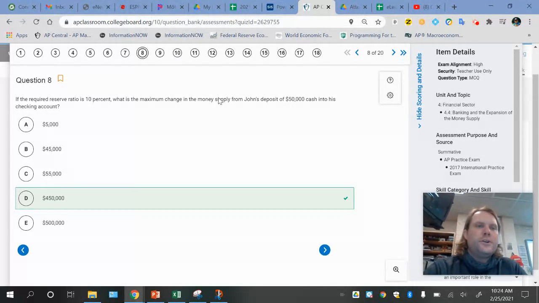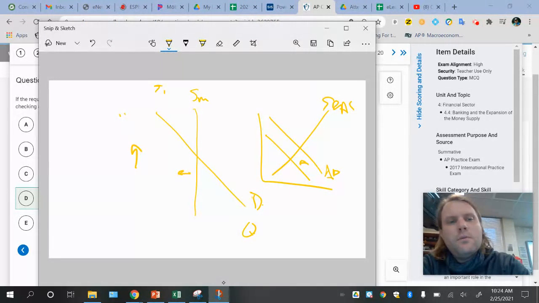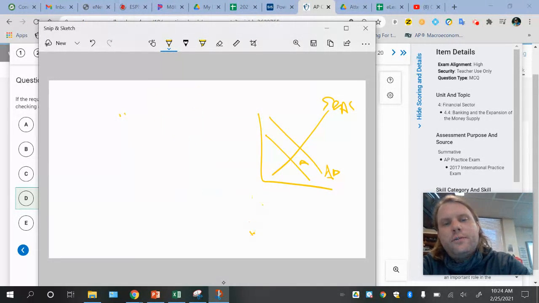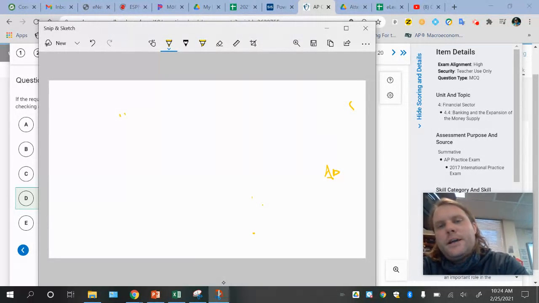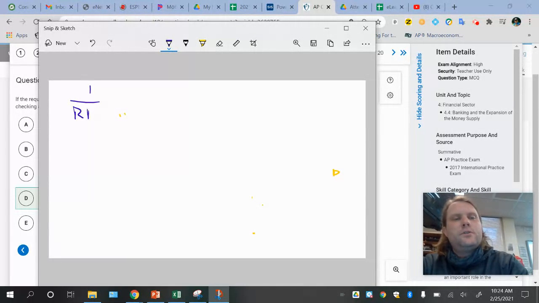All right, required reserve ratio 10%. Maximum change is the maximum change in the money supply. What I've seen in these questions is the term maximum change and the term immediate change in money supply. When it says maximum change, it's going to make us apply our multiplier to what we're trying to figure out. So in this particular case, let's just figure out our multiplier first. Our multiplier is going to be 1 over the reserve requirement, which in this case is 1 over 0.10, which equals 10. Our multiplier is 10.